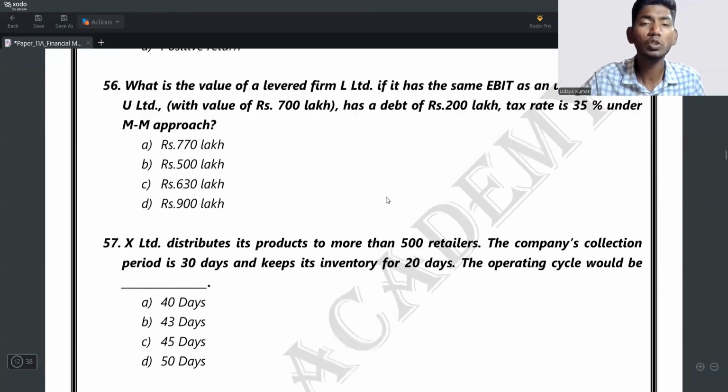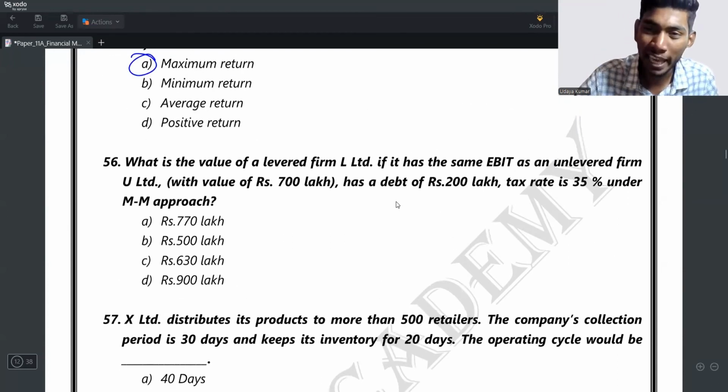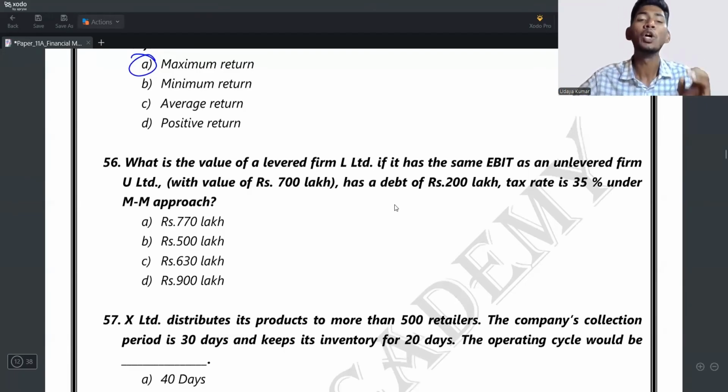Okay. Moving to question number 56: what is the value of a levered firm L Limited if it has the same EBIT as an unlevered firm U Limited?